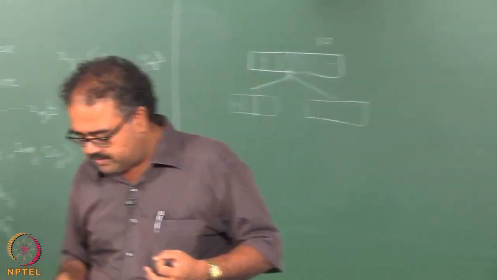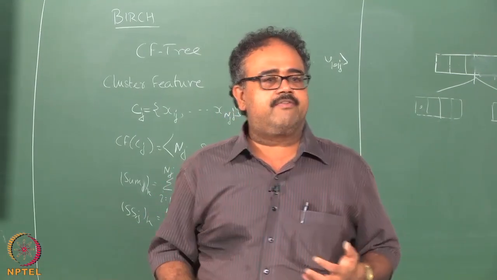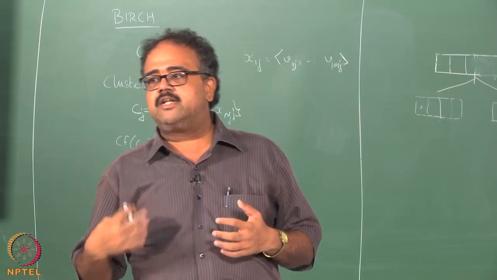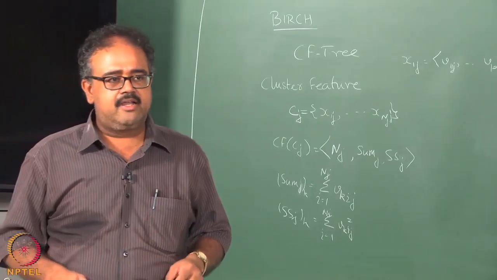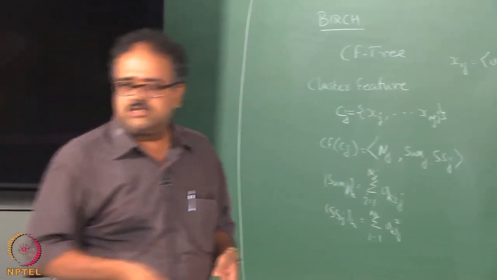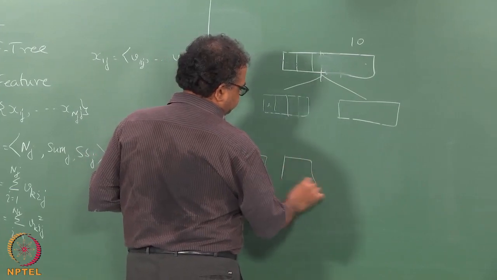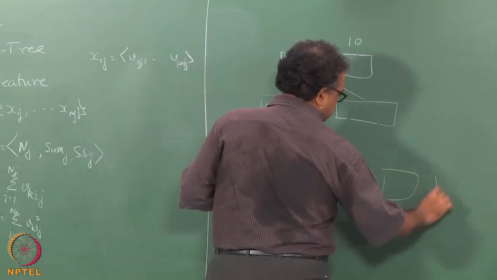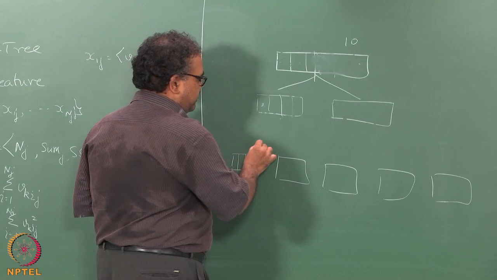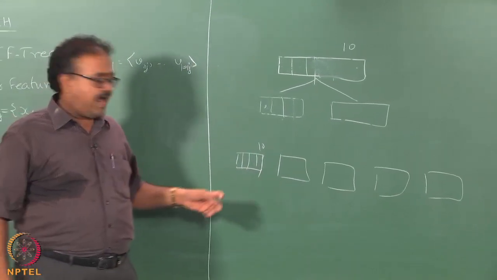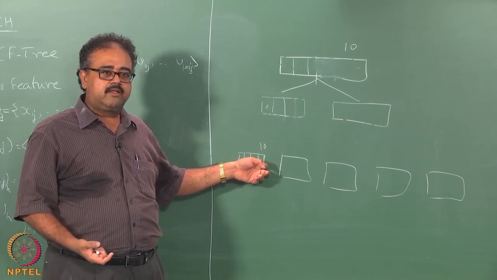Sometimes what people do with BIRCH is, after they have grown the tree to some point, they stop and try to do some kind of rebalancing. That is just an additional optimization step. You need not do the rebalancing step, you could just grow the CF tree in one shot. More often than not it will work. At the end of the clustering, you will have a lot of leaves at the bottom, each containing say 10 clustering features, and these are your final clusters that you want.